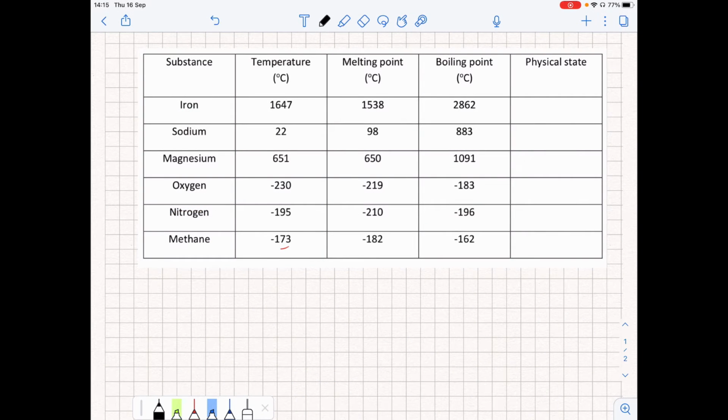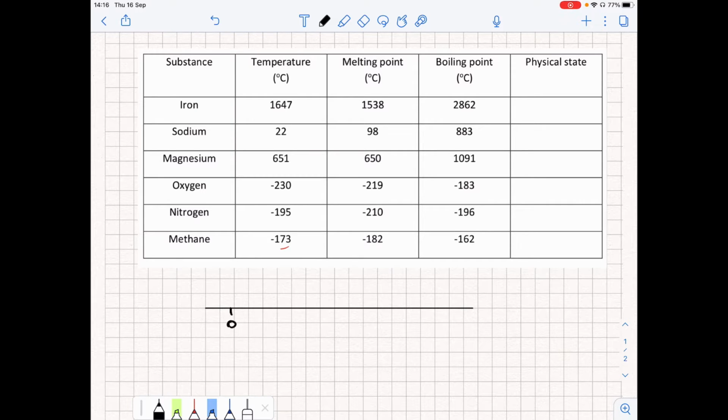Okay, in this video we're going to have a look at how we find the state of a substance at a particular temperature. And in my example here, I'm going to go for iron first. I'm going to show you how to do this for iron. And the two key measurements I need are the melting point and the boiling point. So to help me to do this, I'm going to draw myself a number line.